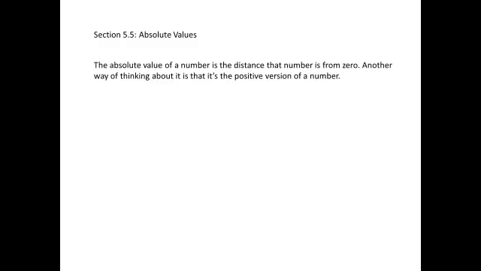Section 5.5, Absolute Values. The absolute value of a number is the distance that number is from 0. Another way of thinking about it is that it's the positive version of a number. Here are some examples. The absolute value of -4 is 4.